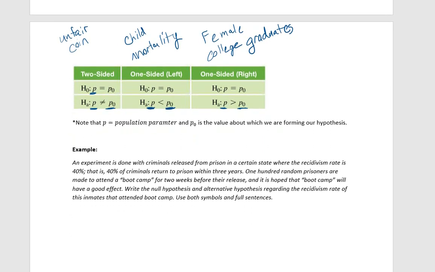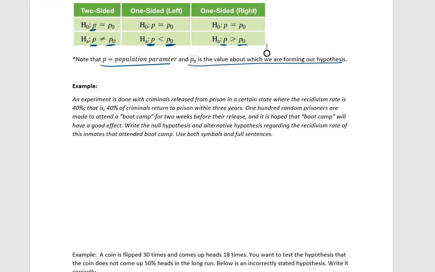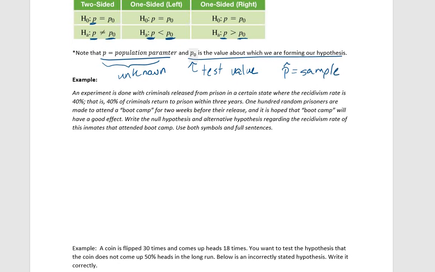So, let's look at an example, and something to note is that P is the population, so the one that we're thinking something about, and P naught is the value that we're forming our hypothesis around. So P is the unknown value, and P naught is the test value. And remember, P hat is our sample. So let's look at an example and we'll be marking these.